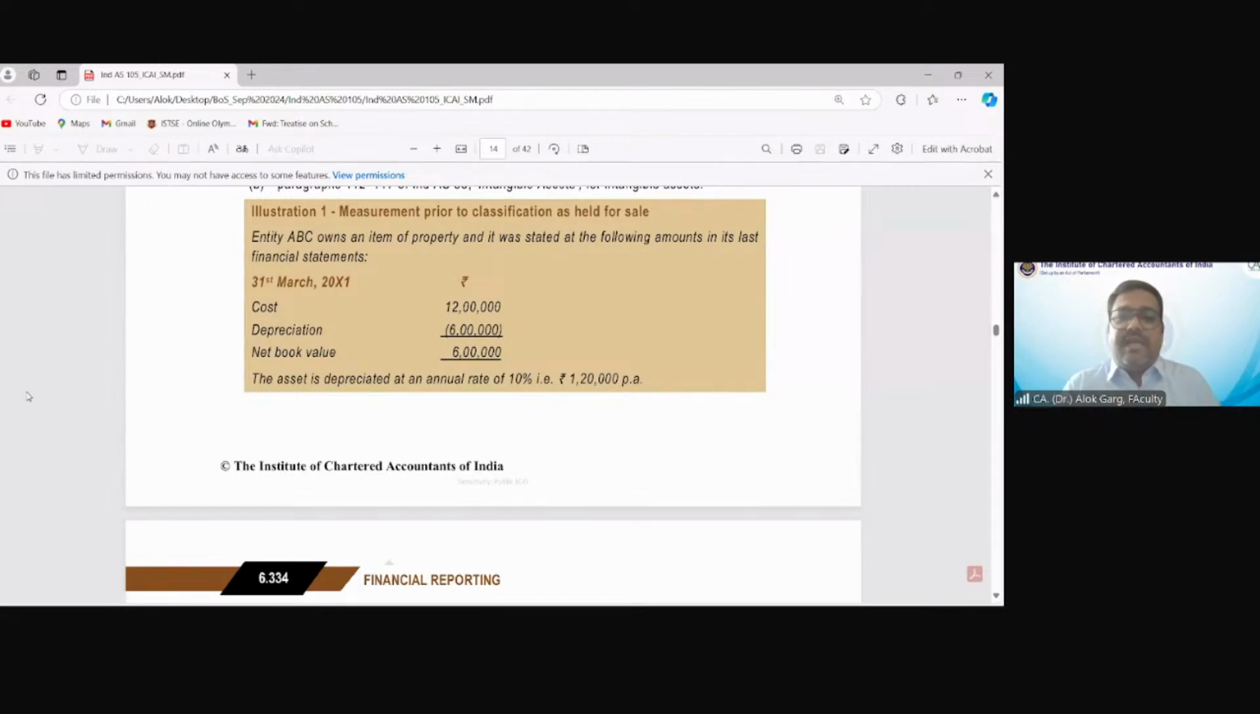Entity ABC owns an item of property, and it was stated at the following amounts in its last financial statements, 31st March 2001. Cost is 12 lakh, depreciation is 6 lakh, net book value is 6 lakh. The asset is depreciated at an annual rate of 10%, which is 1,20,000 per annum. And they also told you that 10% is the rate. It is SLM 10%.